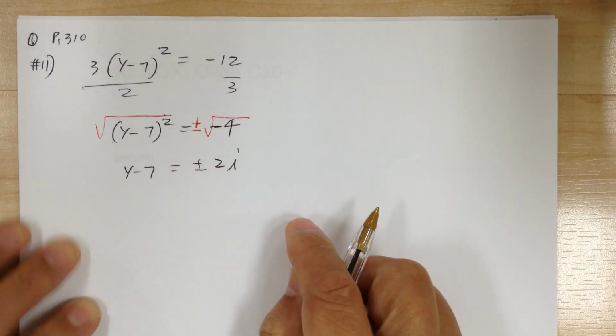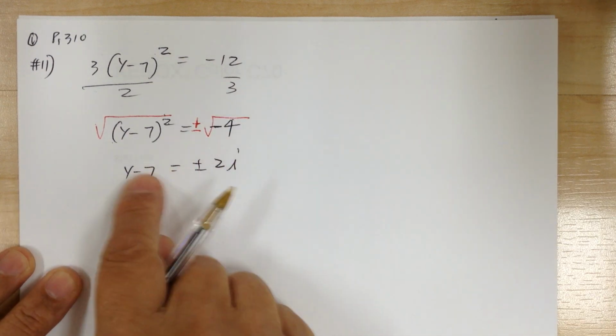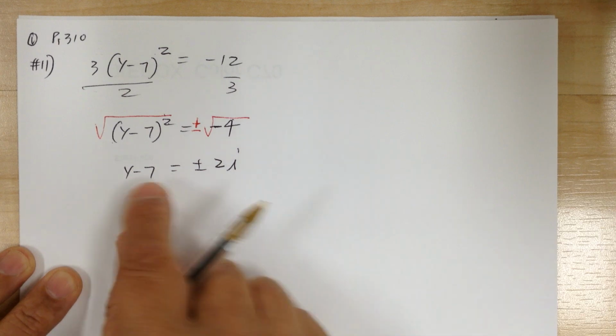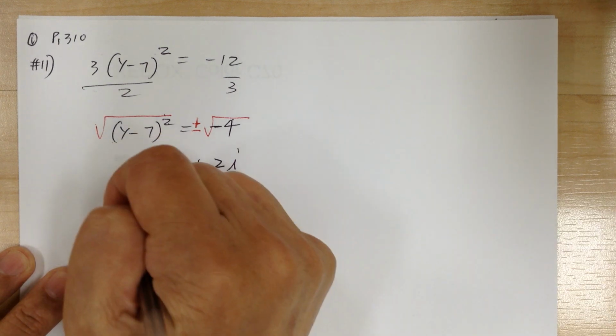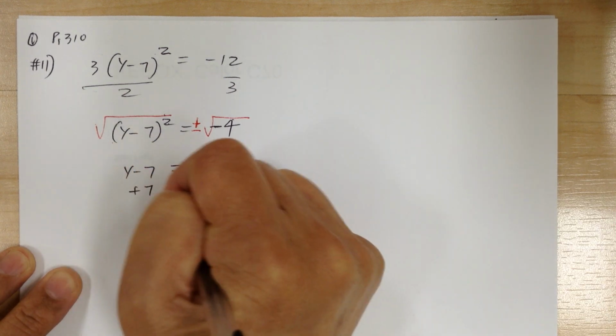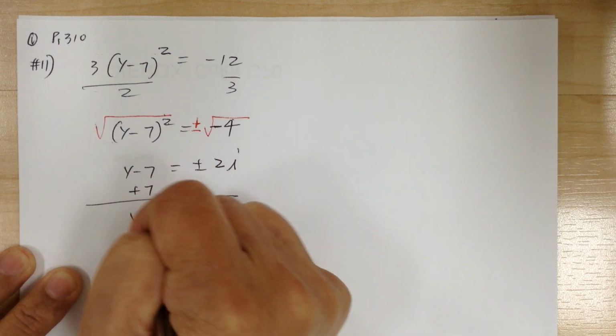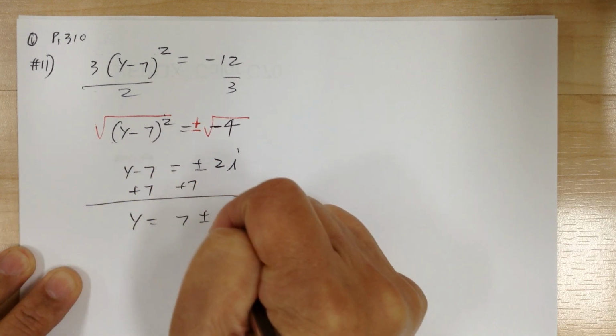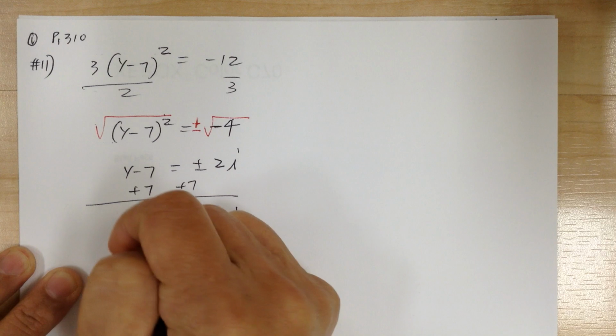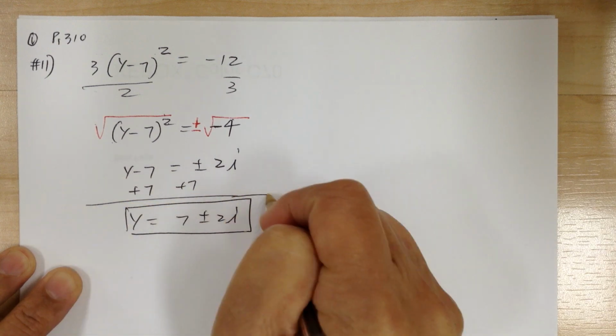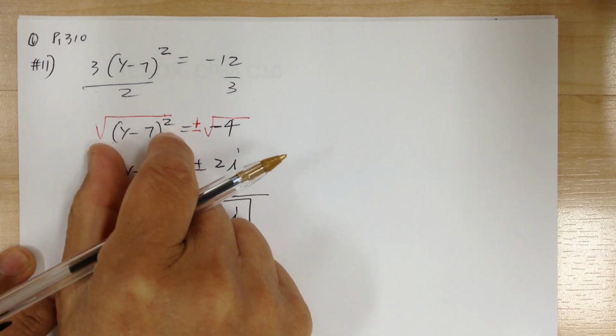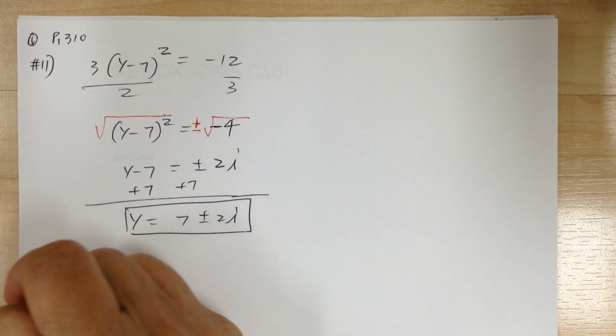Then after that, if they are the same kind of number, you have to separate. In this case they are not, so you can just leave it. So plus 7 on each side. So you got y equal to 7 plus or minus 2i, and that's it. So you can isolate your perfect square and take the square root.